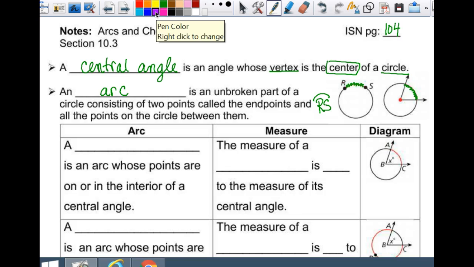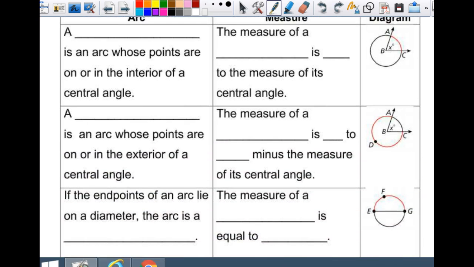All right, so our different kinds of arcs. The first one is a minor arc. A minor arc is an arc whose points are on or in the interior of the central angle. Just like we have an interior and exterior of a circle, we have an interior and exterior of an angle. This is the interior of the angle, and everything else outside of it would be the exterior of the angle. If you close the angle, you squish the interior. So this right here would be my minor arc, because if angle B is my central angle, then that right there is the arc that's on the interior of the angle.